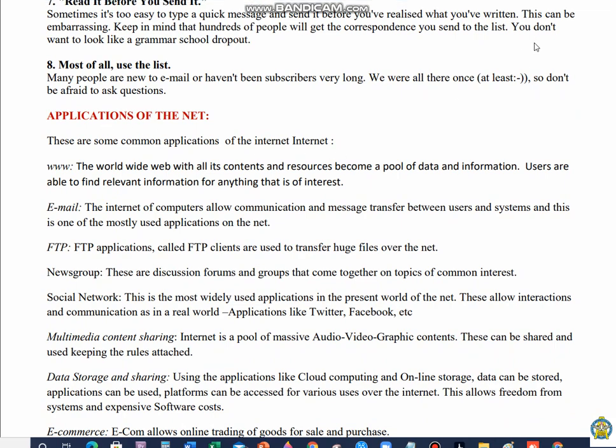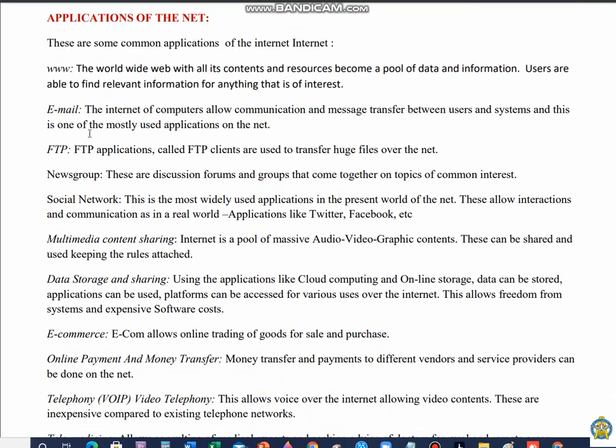Another important question, this I will leave you to expand: applications of the internet. Don't write stories. This is a very commonly asked long question. So here we explain the different applications. The first is WWW, that means the World Wide Web, with all its resources and information. We know one application, email, for sending communication. File transfer protocol, which we saw. Newsgroups, social groups, etc.